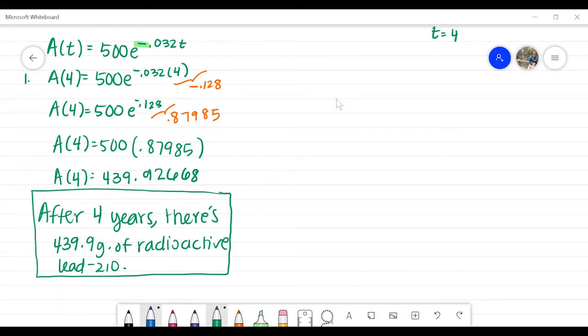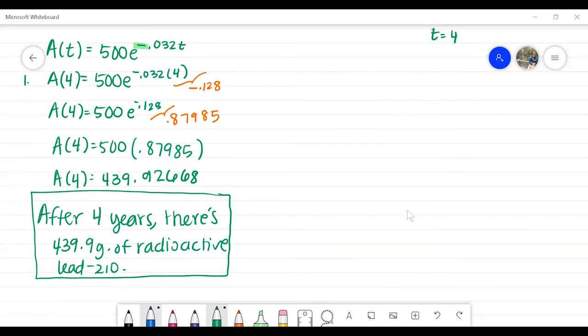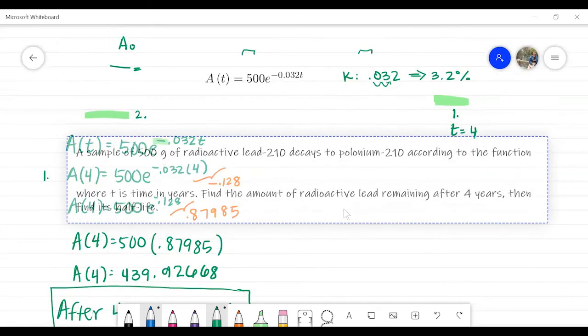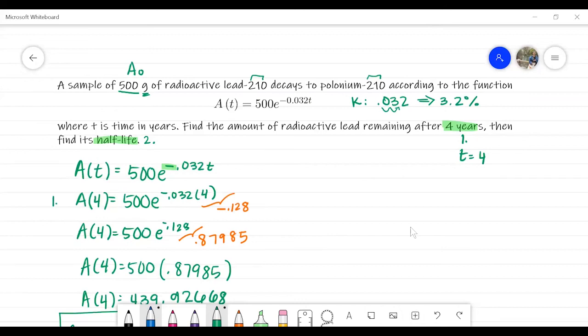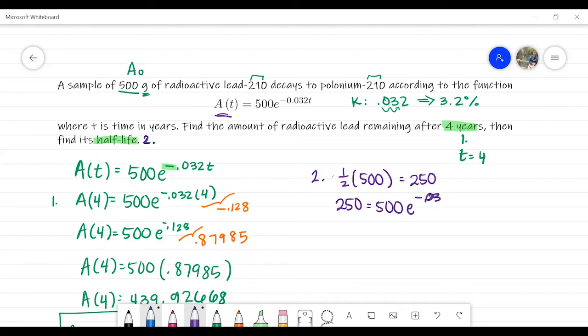The second thing this question was asking you to find is, what's the half-life? How many years will it take for there to only be half of what we started with? Now, you could approach this two ways. What I would consider a lengthier approach is to ask, what's half of that 500? 250, and you can plug that in for A of t. So you would have 250 is 500 e to the negative 0.032 capital T.